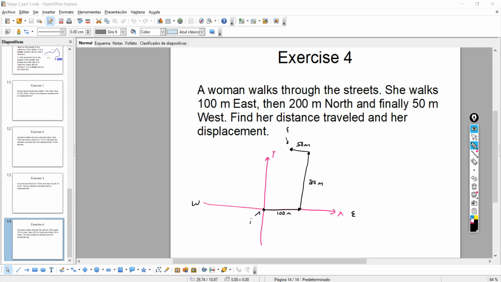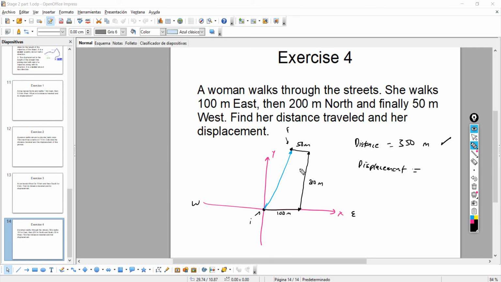Now let's draw the displacement first. Let's draw the displacement of this woman. It's a straight arrow going from initial to final points. This is supposed to be a straight arrow. Okay, so let's answer now the questions. What is the distance traveled? It's just the sum of all of the independent motions, 100 meters plus 200 meters plus 50 meters. So you will be looking at 350 meters. That's it. It's a scalar quantity.